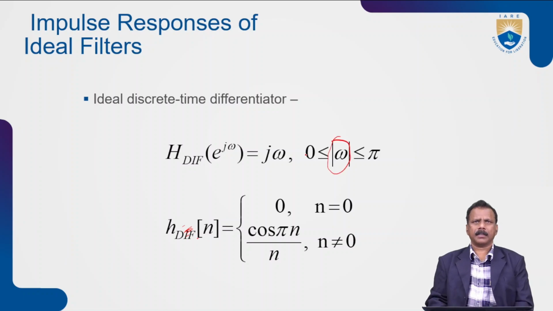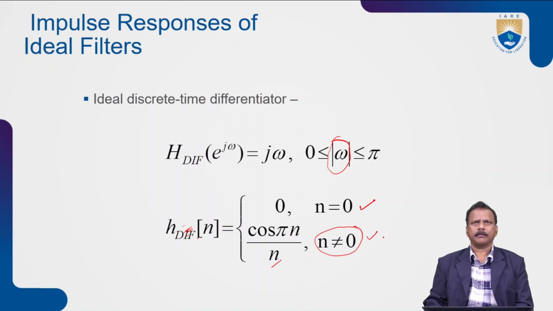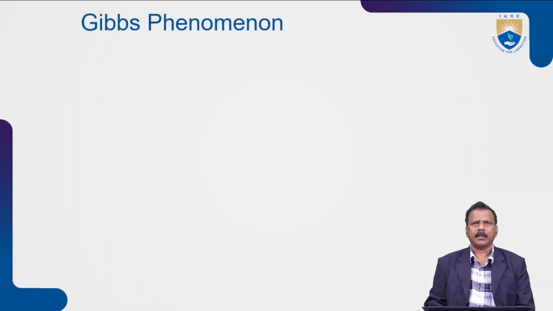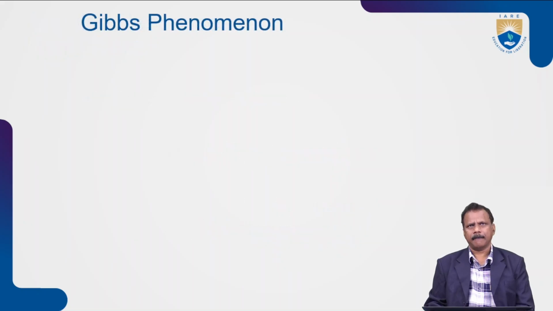Now try to verify the ideal discrete time differentiator, where h_DIF[n] is equal to 0 for n equal to 0, and cos(πn)/n for n not equal to 0. This is the ideal discrete time differentiator. For designing that, we need the impulse response of the ideal filters.